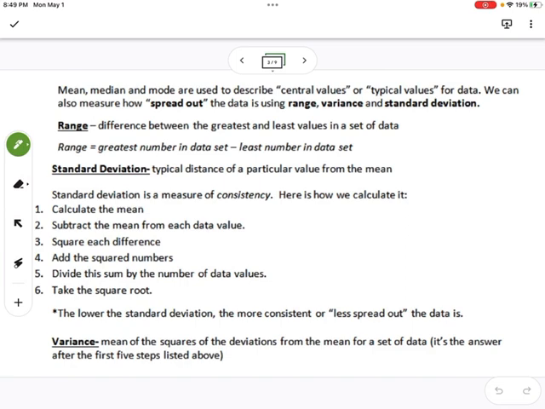And if we want to find variance, the variance is the mean of the squares of the deviations from the mean for a set of data. So it's the answer after the first 5 steps listed above. Okay, so the variance is before you take the square root. So it's the answer before square rooting it. That's the variance.